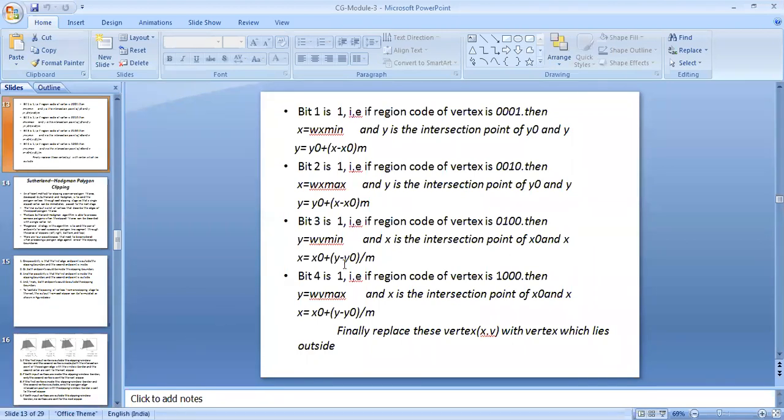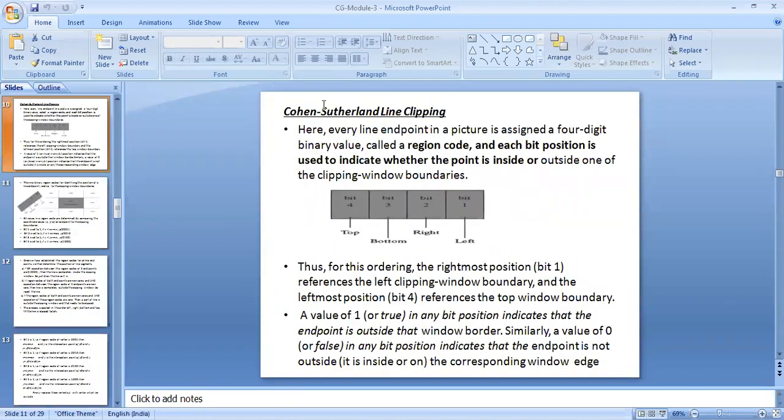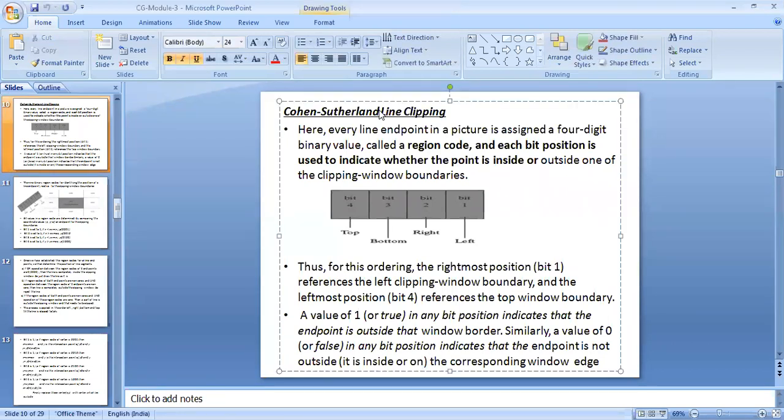So this is about line clipping. This line clipping algorithm's name is Cohen-Sutherland line clipping. Cohen and Sutherland are the two persons who gave this line clipping algorithm, so it is named after them. There is another line clipping algorithm, which you don't have in your syllabus, so we will not be discussing that.